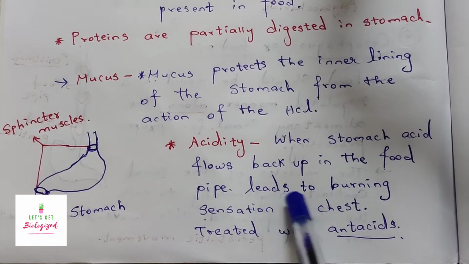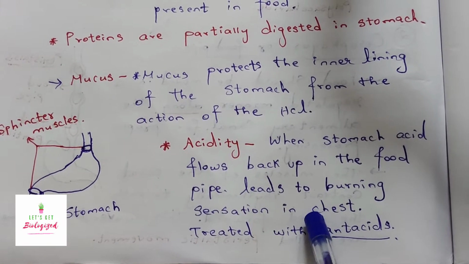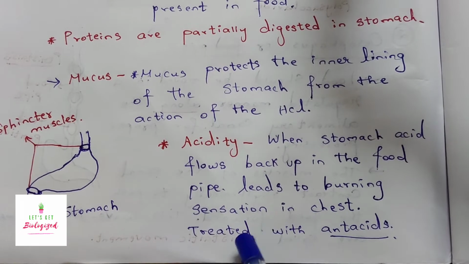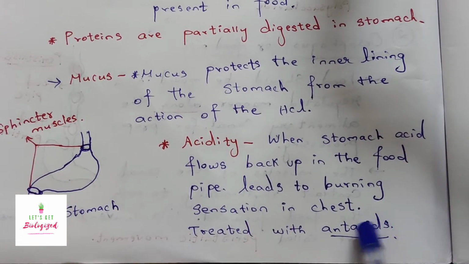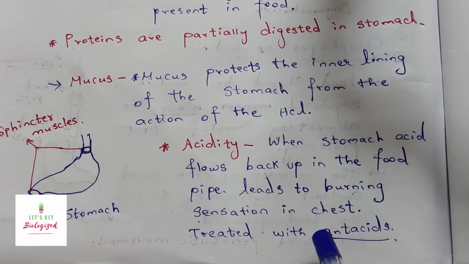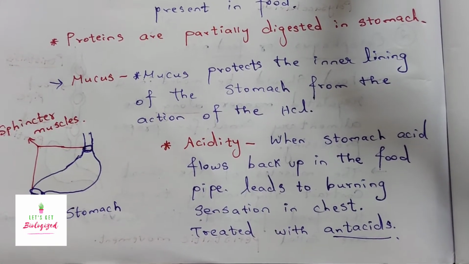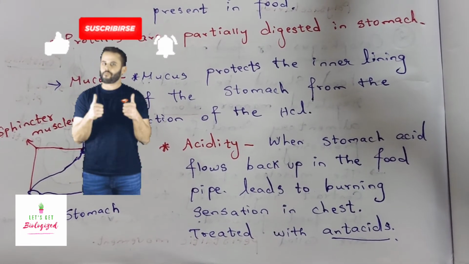Acidity is when the stomach acid flows back into the food pipe. The food pipe is not covered by any mucus, so its wall can easily get irritated by the acid. This leads to a burning sensation in the chest. It can be treated with the help of antacids. This acidity is also called acid reflux.